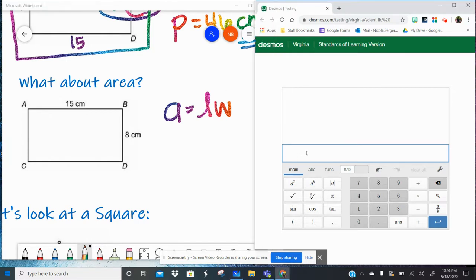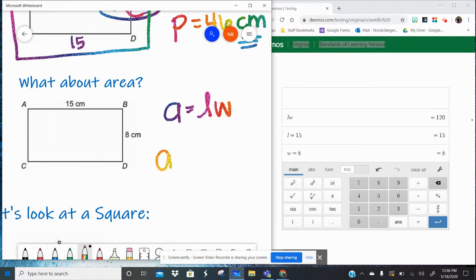Again, in my Desmos calculator, I could just type that in, LW, right? And then I can tell my calculator, okay, length is 15, width is 8, using that equal sign, and boom, right up here, area equals 120 centimeters squared. Remember, you're going to square the unit of measurement, not the actual answer, right? Because centimeters times centimeters is centimeters squared. So 15 centimeters times 8 centimeters is 120 centimeters squared.